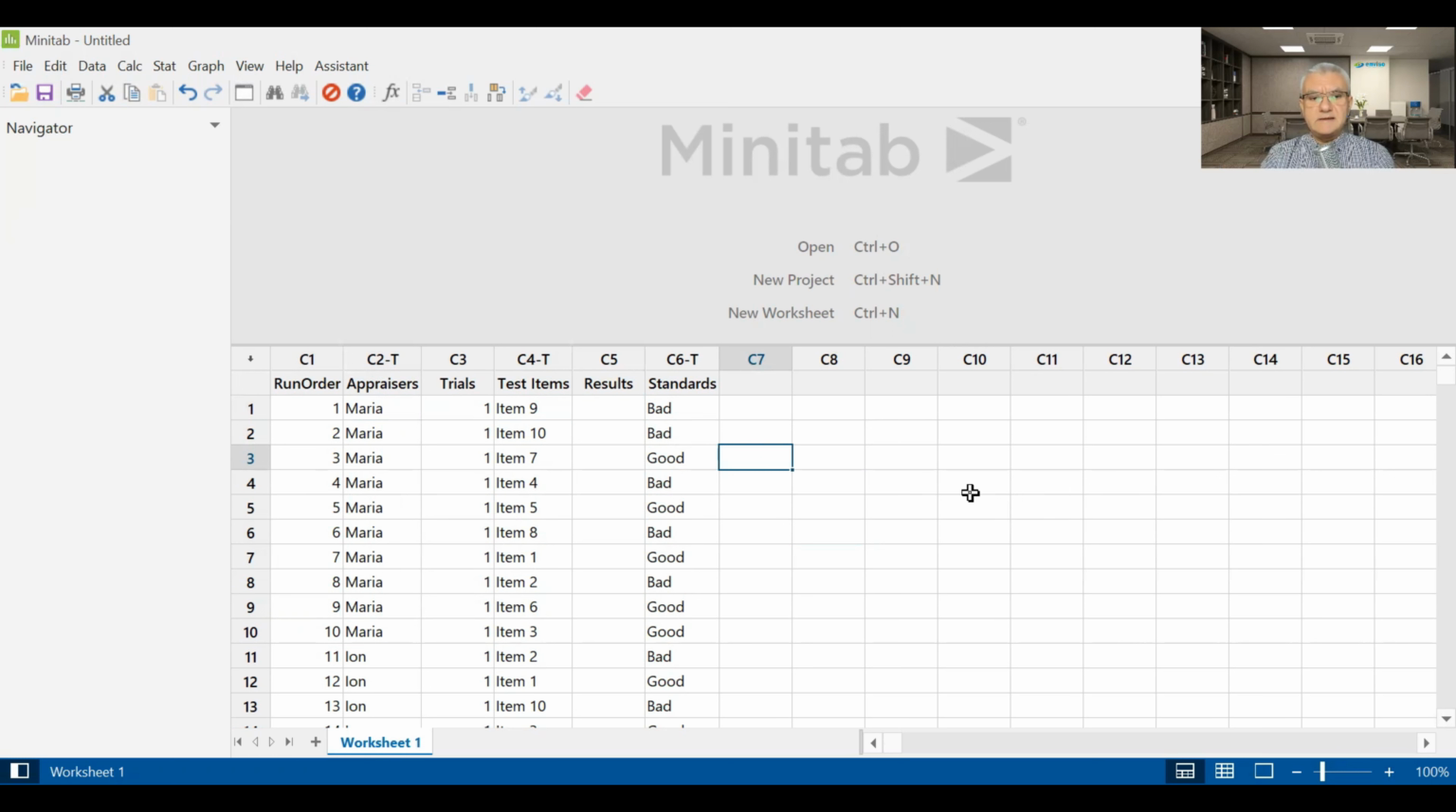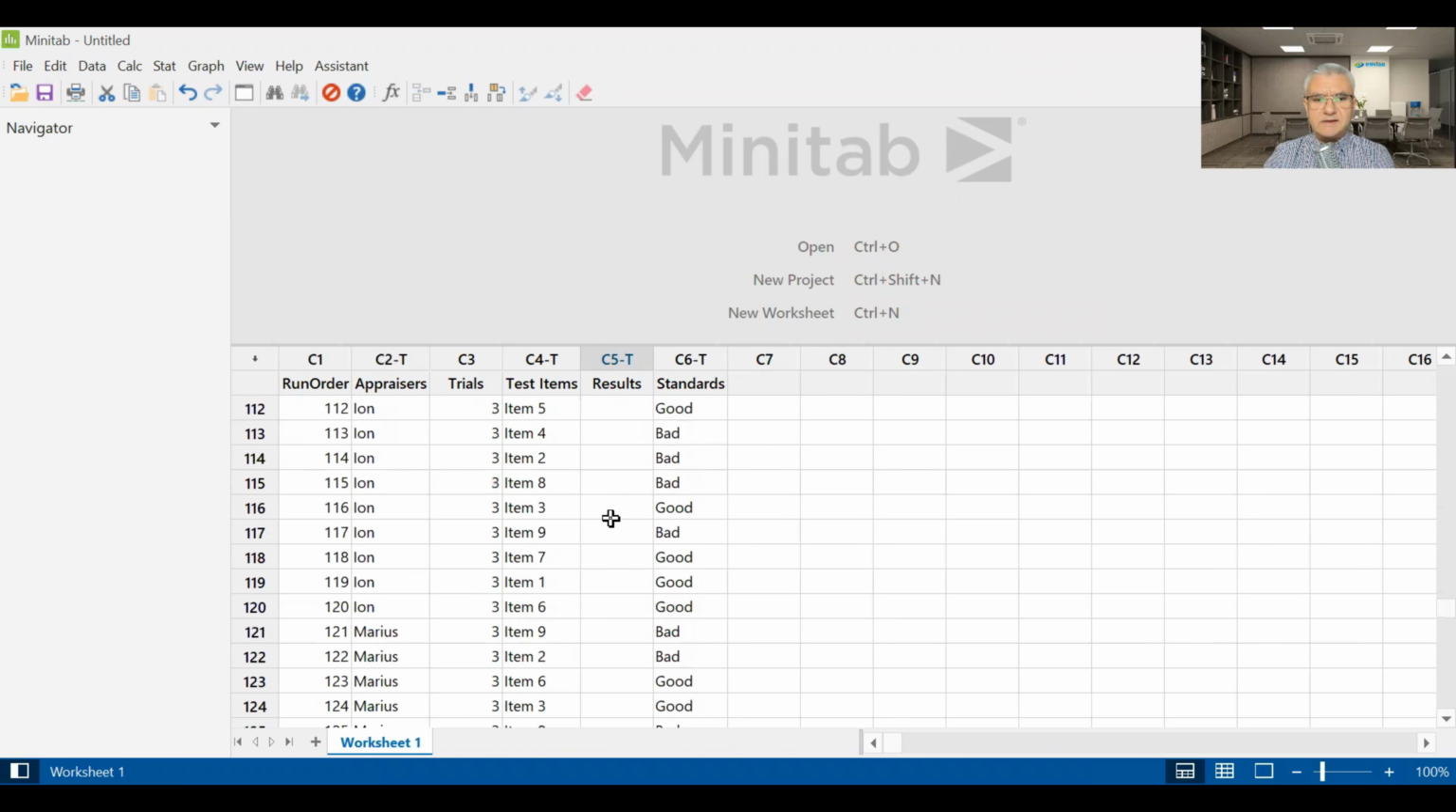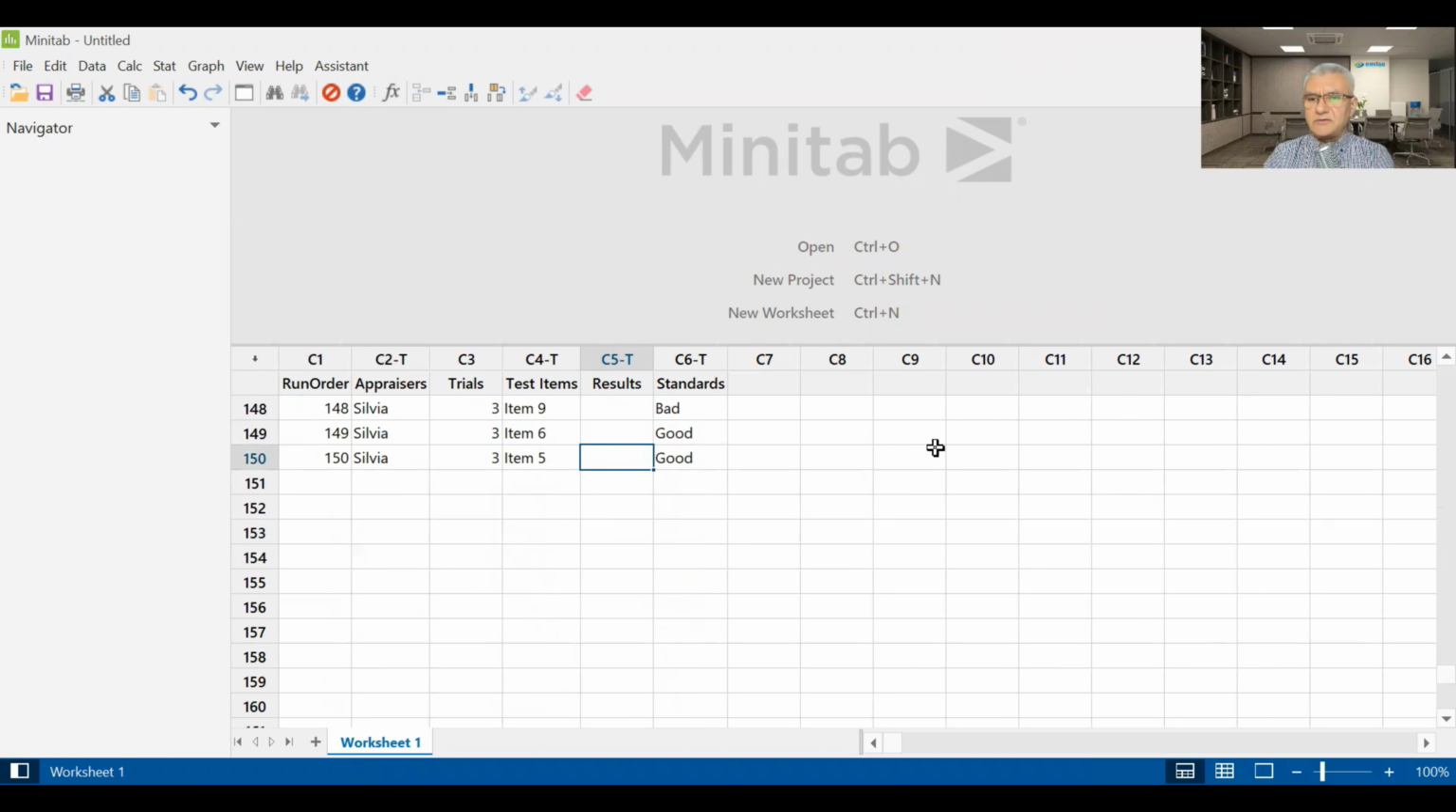Now we have to run the test. As you see here, we have these columns: appraisers, trials, test items, results, and standards. So we are going to give to Maria item number 9. If she decides that this item is good, then she's wrong. If she decides that this item number 9 is bad, then she made a good appraisal. And we continue for all of them, as you can see here, till the end of the spreadsheet.